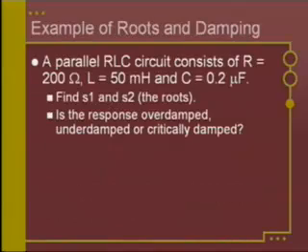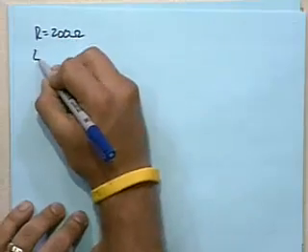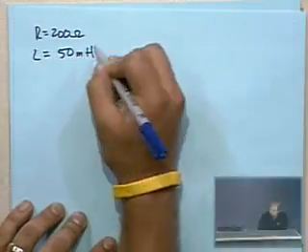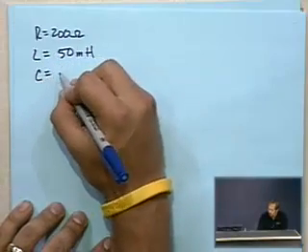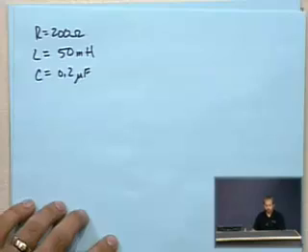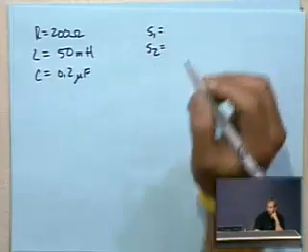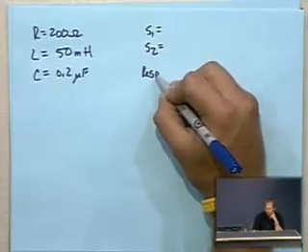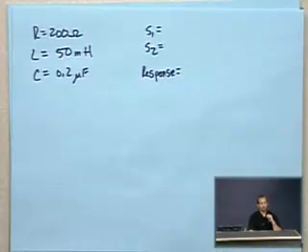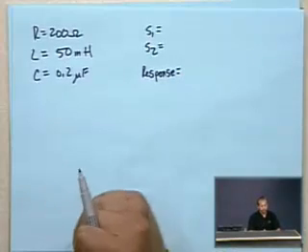So here's a parallel RLC circuit. You don't even need to see the thing in order to work on this problem because it's all basically formulas and plugging stuff in. A parallel RLC circuit has a resistor that is 200 ohms, an inductor that has 50 millihenries, and a capacitor that is 0.2 microfarads. What we want to do is find S1, S2, and the response. What is the type of damping exhibited by this circuit? Is it overdamped, underdamped, or critically damped?